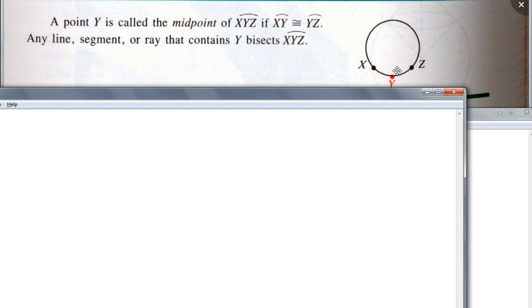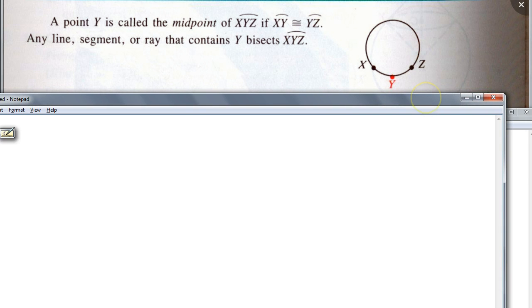And of course, just like a midpoint of a segment, any point, segment, or ray that contains Y bisects that arc, right? It's the same thing as for a midpoint of a segment. So write that down. Very similar to midpoint of a segment. This is the definition of midpoint of an arc. Okay, so you should know that. Nothing surprising here.